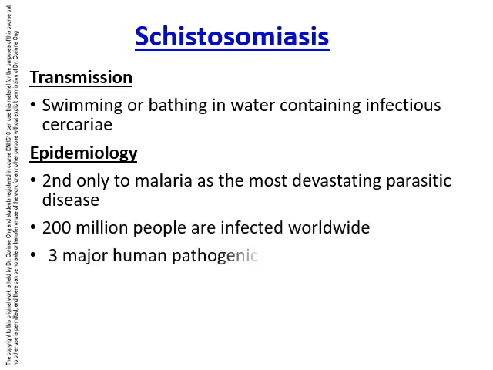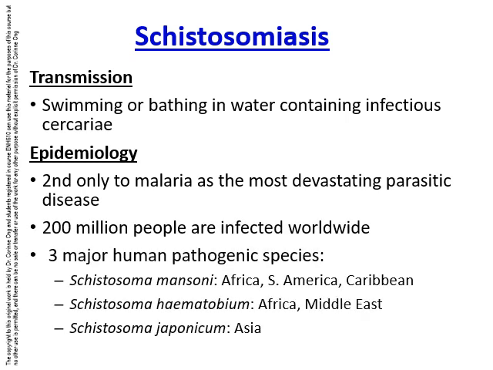Schistosomiasis is transmitted through exposure to water that contains infectious cercariae, and swimming and bathing are some examples of high-risk activities. It is second only to malaria as the most devastating parasitic disease in the world, with 200 million infections worldwide. There are 3 major species that are pathogenic to humans: Schistosoma mansoni, which is found in Africa, South America, and the Caribbean; Schistosoma hematobium, which is found in Africa and the Middle East; and Schistosoma japonicum, which is found in Asia. This disease is not endemic in North America.